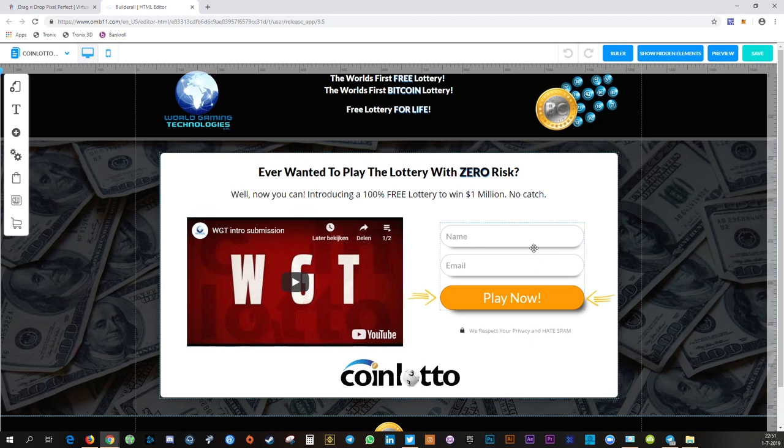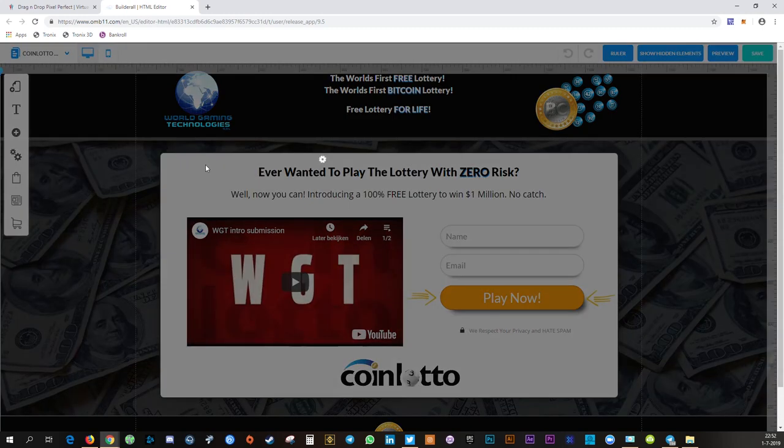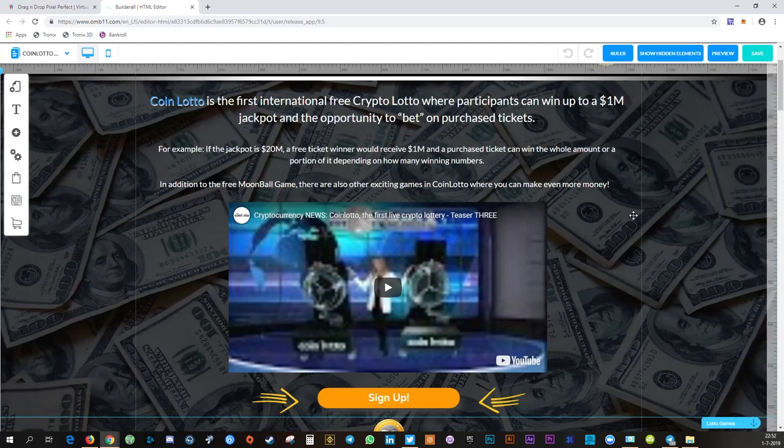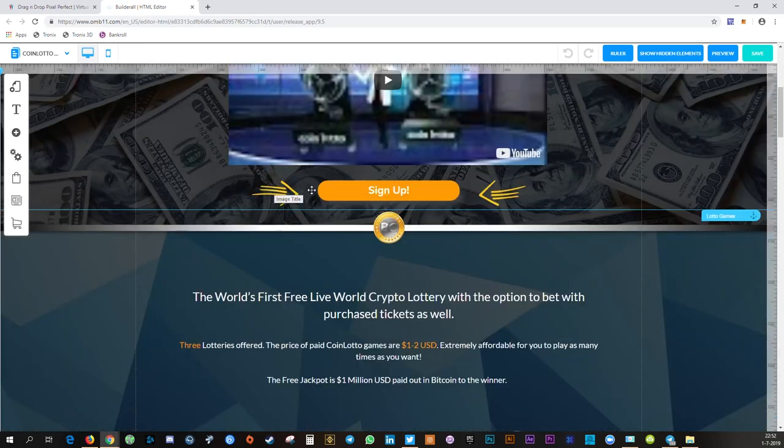And after they sign up, they will be redirected to the landing page, which contains all the information on the business you made the sales funnel for. In this case, it's Coinlotto. And you can see here, it's just a click and drop website builder. So that's pretty awesome. It also supports mobile.